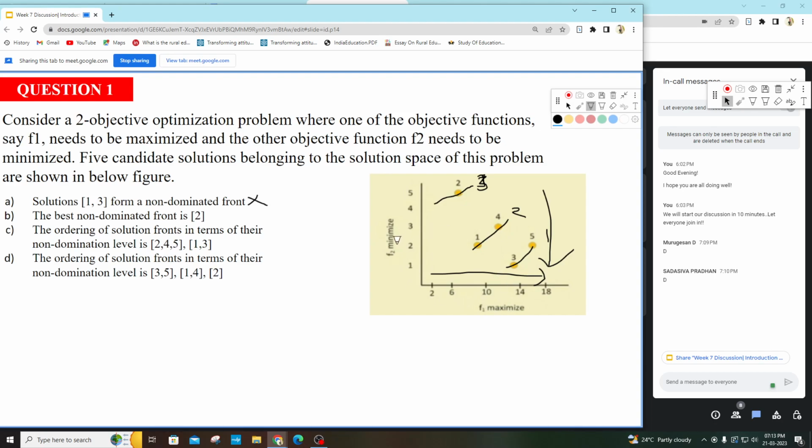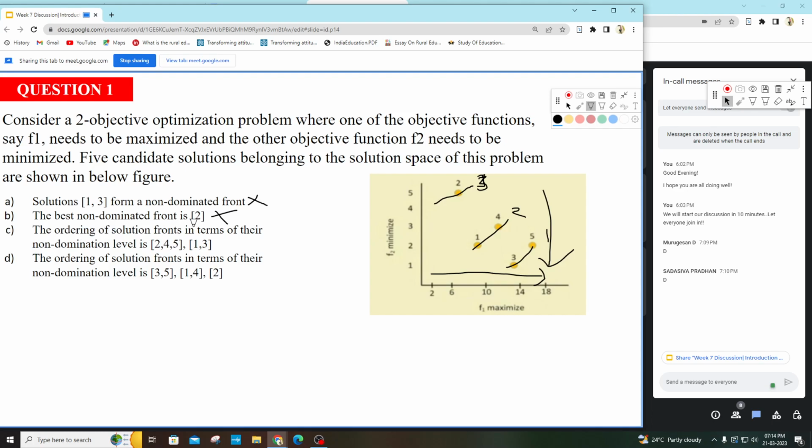And for objective 2, we have to minimize F2. Again our point 2 is greater in all the F2 objective functions, so again this is not satisfying. That is why 2 is not the best non-dominated friend. So this is also not the correct answer.